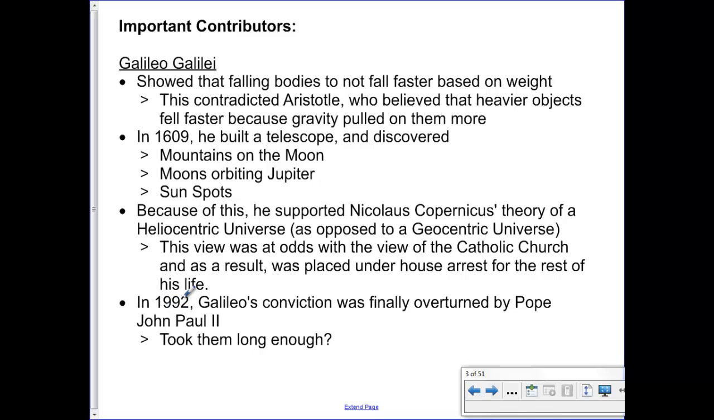In 1992, they finally overturned his conviction. They finally apologized. John Paul II. I put a little note on there. It took him long enough, eh? It's like, finally the Catholic Church decided to agree. Okay, you're right. The Earth is not the center of the universe. Isn't that crazy? In 1992, they finally officially apologized. So that's Galileo.